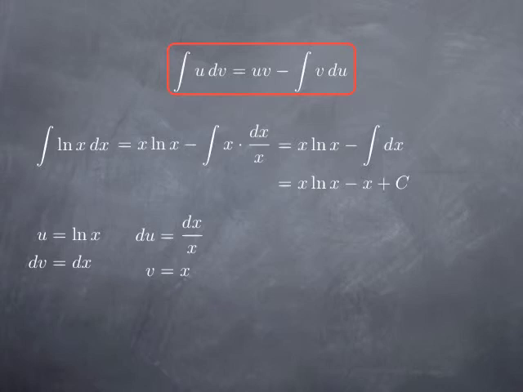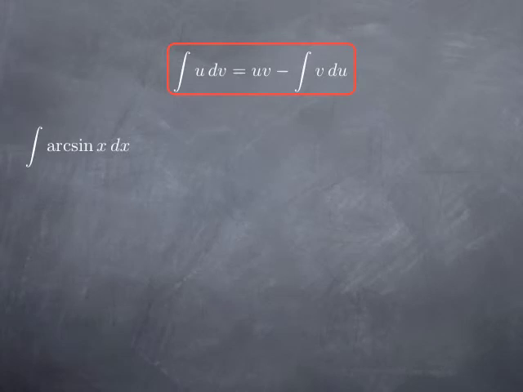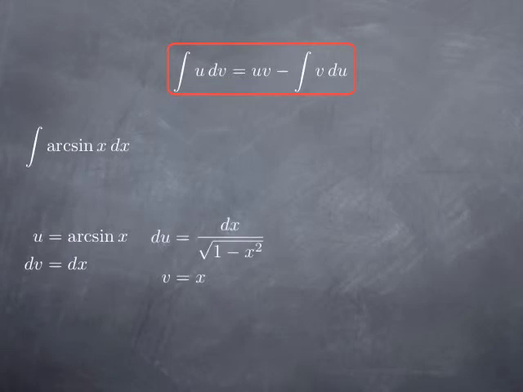Now there are other functions where we can use the same trick. For instance, we can use the same trick to obtain an antiderivative of arc sine x. So we're going to use integration by parts where we differentiate arc sine x and therefore integrate dx. du is then dx over root of 1 minus x squared, and v is x. So uv is x arc sine x, and v du is x over root of 1 minus x squared dx.